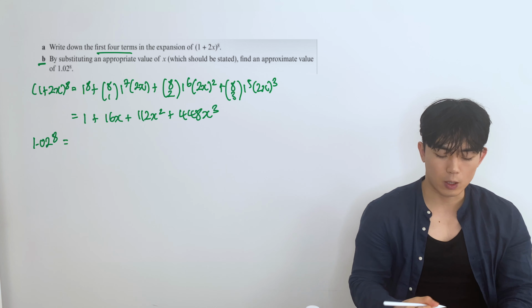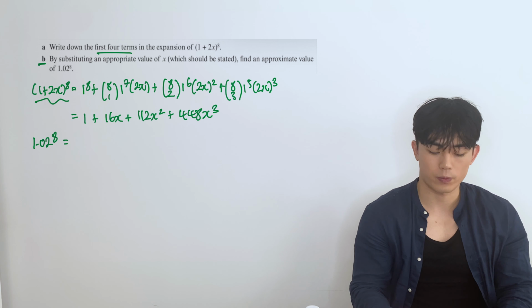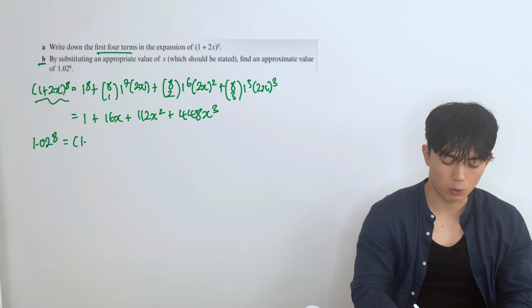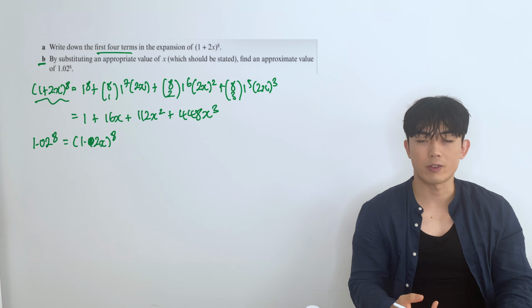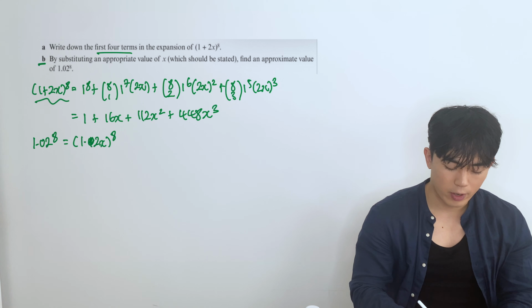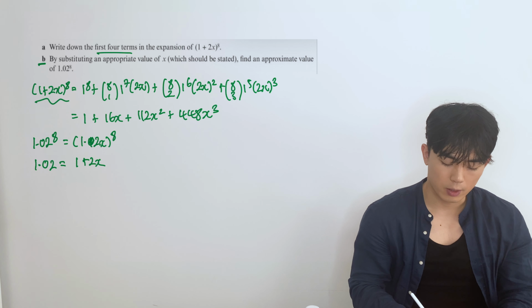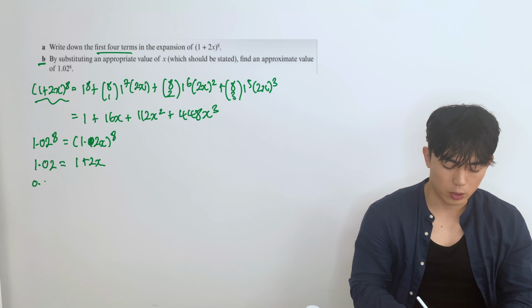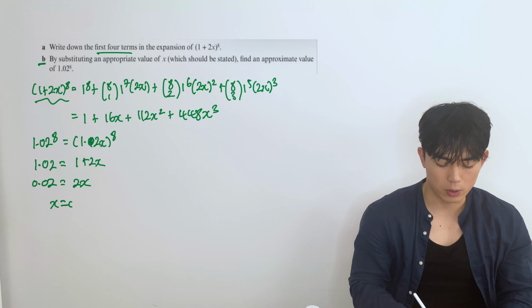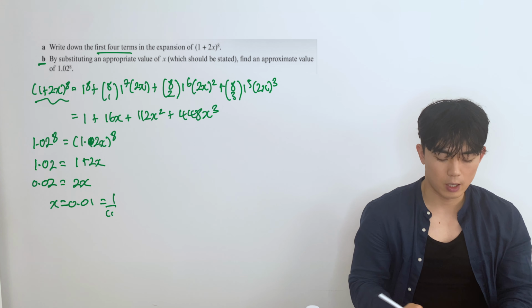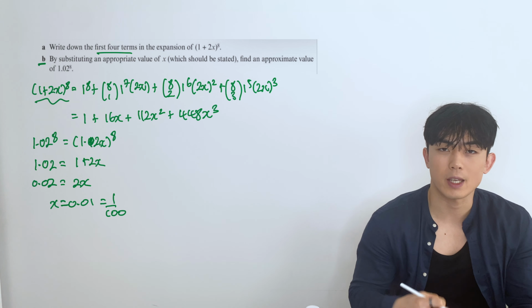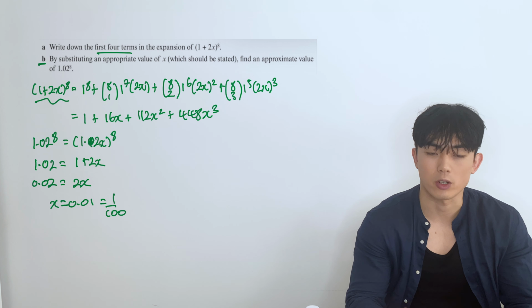And so what I can do is equate this to what we expanded. So that would be equal to 1 plus 2x to the power of 8, and I can rearrange to find my x. They're both raised to the power of 8, which I can ignore. So 1.02 is equal to 1 plus 2x. Minusing 1 from each side, we get 0.02 is equal to 2x. Divided by 2, x would be equal to 0.01 or 1 over 100. So this is now what I'm going to substitute into my binomial expansion to get an approximation.